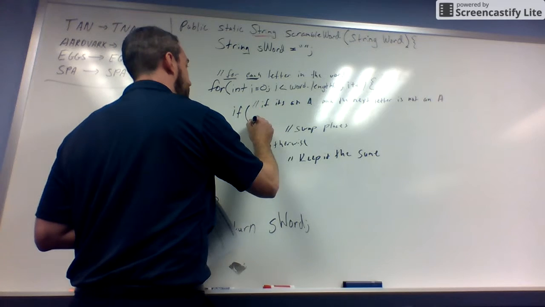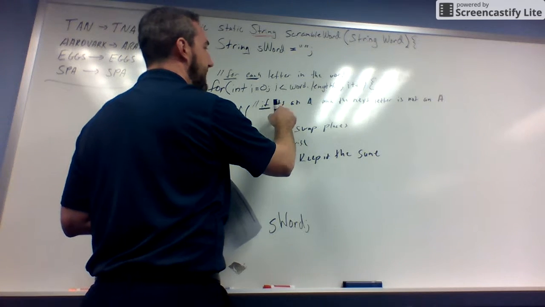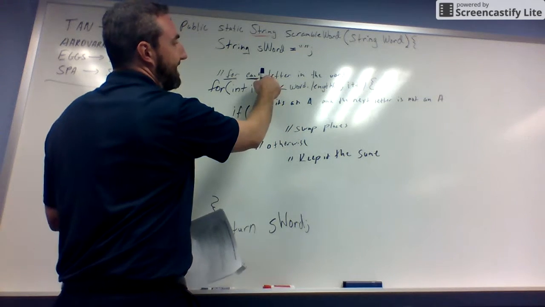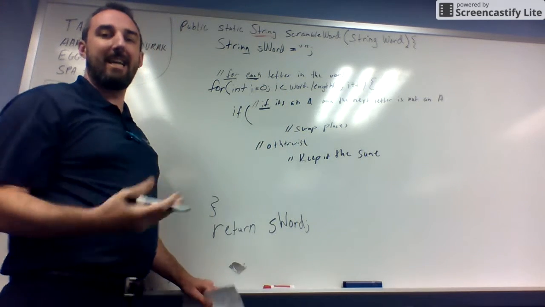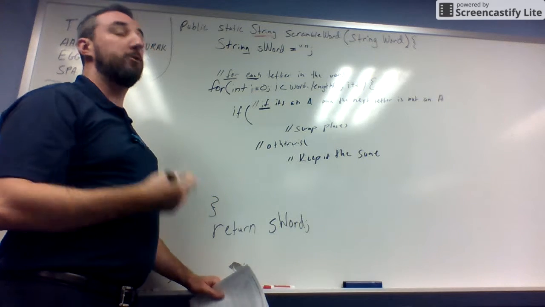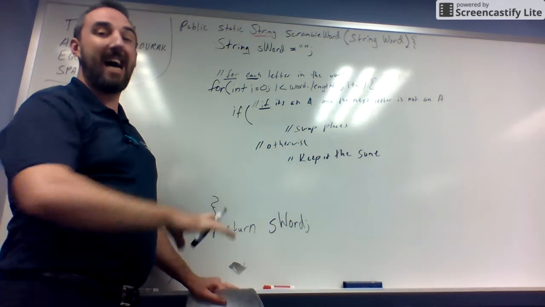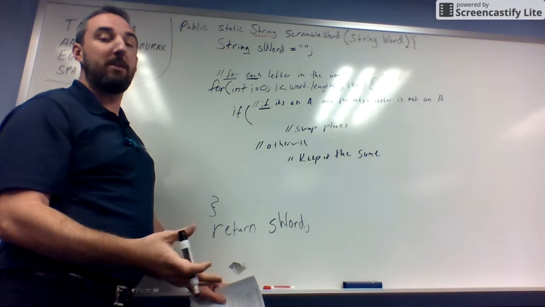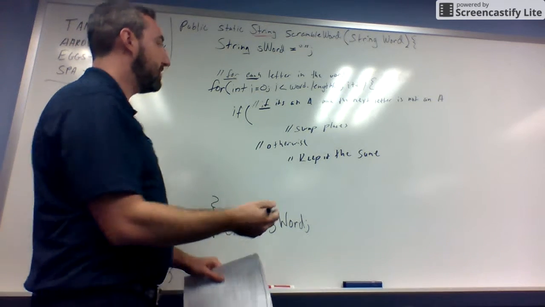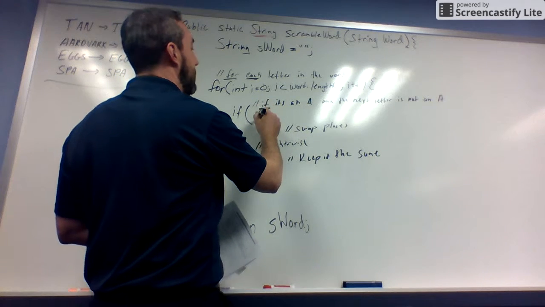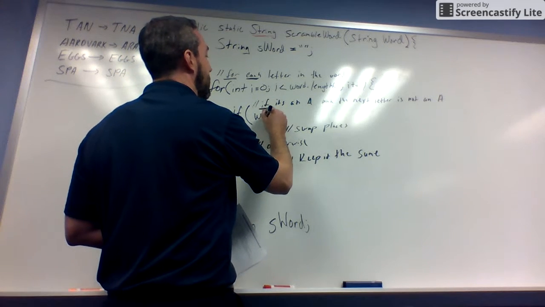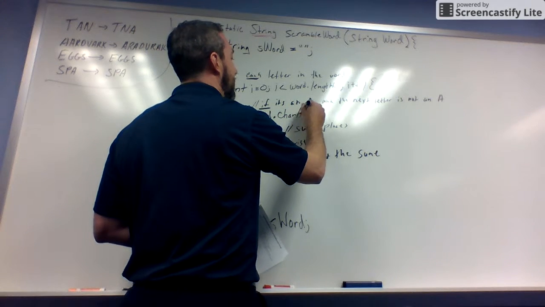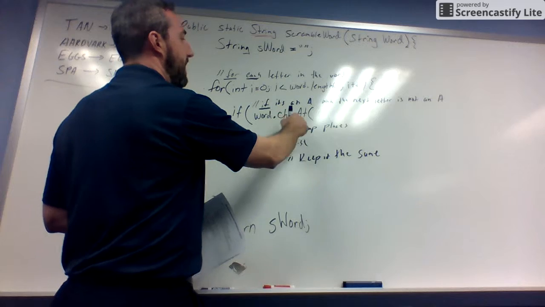If, what are we talking about? We're talking about the letter in the word. I've got to get the letter out of the word. There's a really useful method that's not in the AP subset, meaning they don't expect you to learn it, but it makes your life a lot easier if you do. The method's called charAt. So if I say word.charAt, the character at a position.